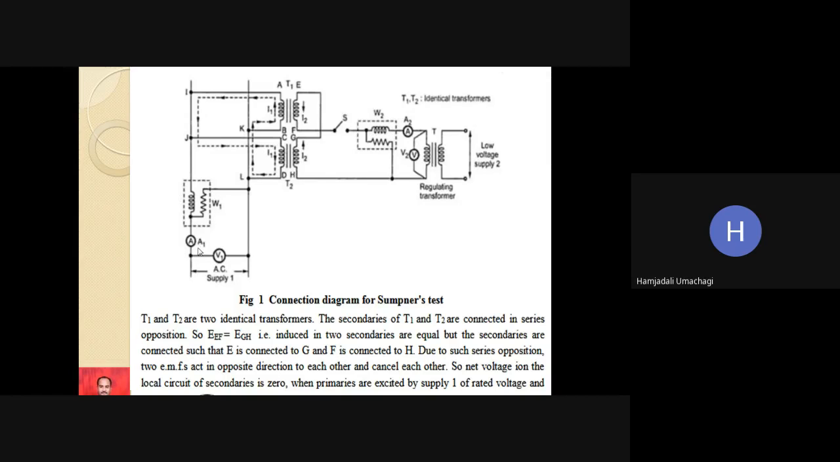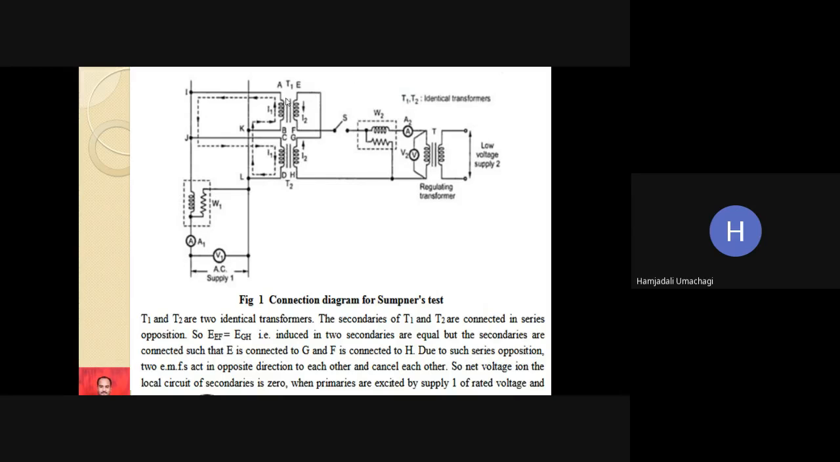A1 will read no load current, V1 no load voltage. A2 reads short circuit current, that is ISC. V2 will read short circuit voltage. So this is as good as our open circuit and short circuit test, but the only difference is here the transformers will be acting as a load.